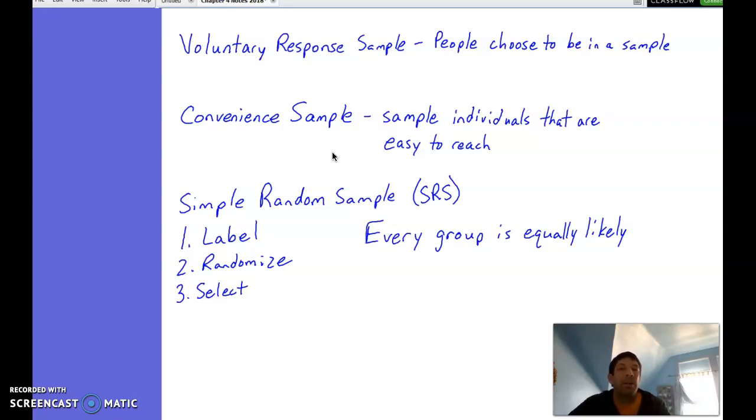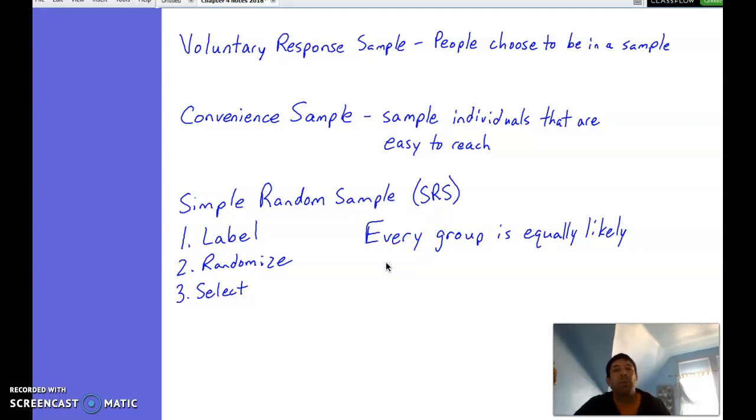But probably not a good representation of all people within our city, for example. Okay? So how do we get that? How do we get a good representation of our population? Well, the way we do that is we get a simple random sample, and we'll often abbreviate that with SRS. Okay? So what a simple random sample does is it makes every group equally likely of getting picked.